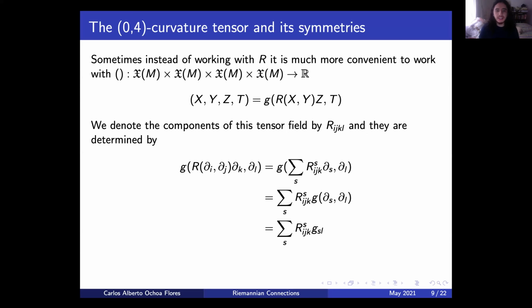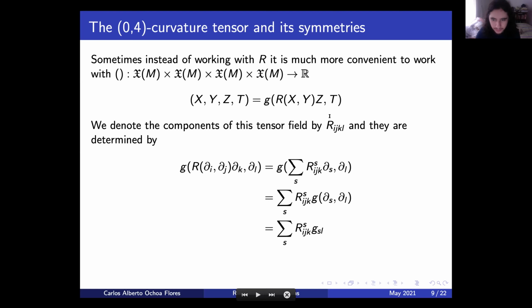So as I said, via the metric, one can see the 1-3 curvature tensor field as a 0-4 curvature tensor field, simply defining it this way, right? We take 4 vector fields and evaluate them. The first 3 we evaluate in the curvature tensor, and then we evaluate the metric in this curvature tensor and the last vector field that we had.